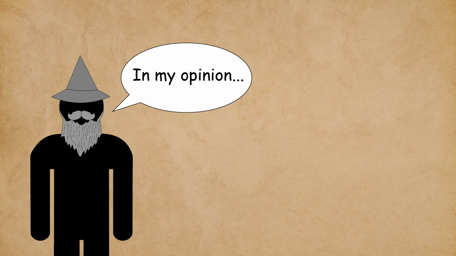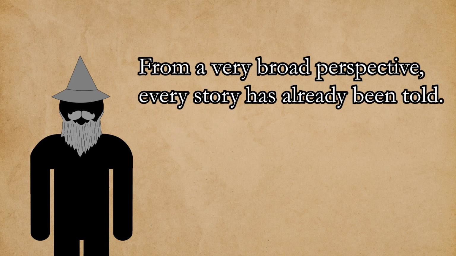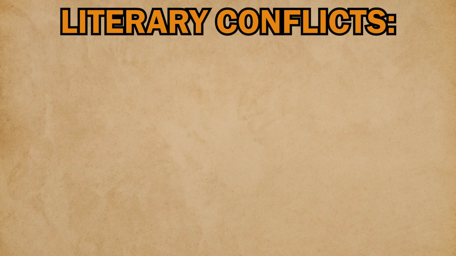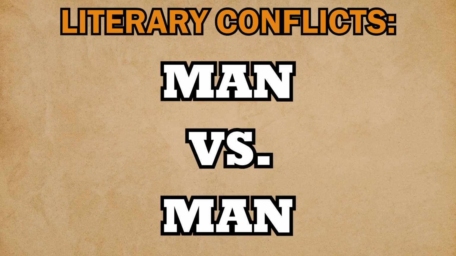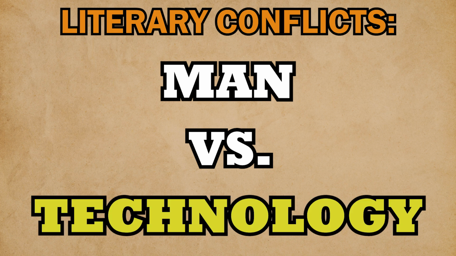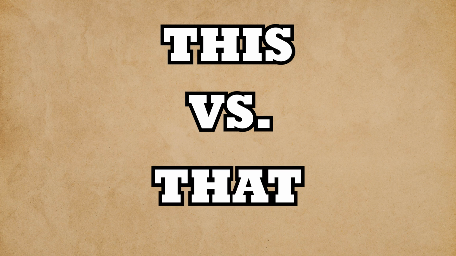So here's the thing with originality, in my opinion. When you look at everything zoomed way out, every story has already been told. When you were in school, you may have been taught some of the different literary conflicts, like man versus man, man versus nature, man versus technology, those kinds of things. All of those boil down to this versus that. All stories are conflict in some way, even if it's not direct.